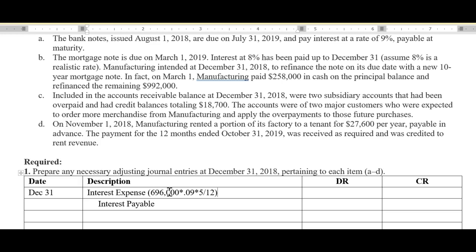So if we multiply that out, again, 696,000, we multiply that by 9% and then times 5 out of 12. And what we end up with is 26,100. That's the amount of interest that we would record on the note as of December 31st.